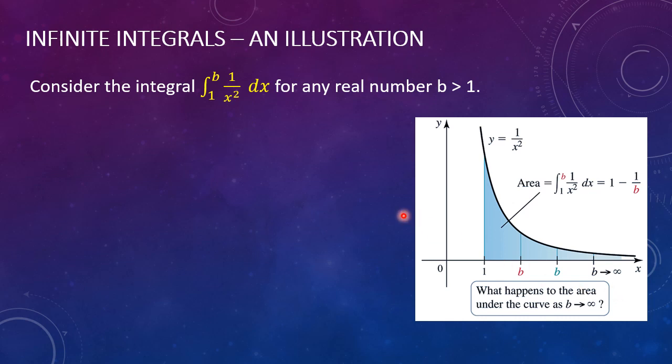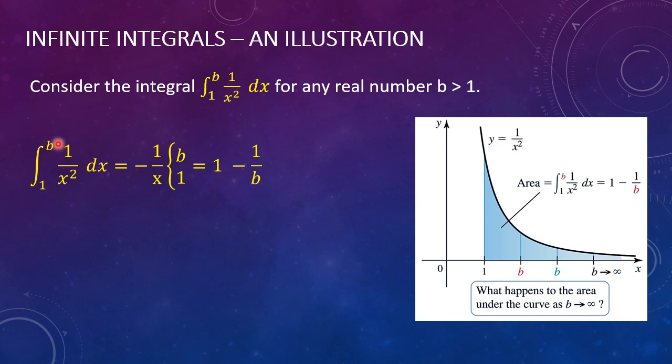Okay, so let's look at this integral and see what happens. If we integrate from 1 to b of 1 over x squared dx, the integral of 1 over x squared is negative 1 over x, and of course we're evaluating that from the values of 1 to this arbitrary or assigned value of b. And so we get 1 minus 1 over b. If, for example, b equals 2, then from 1 to 2, the area is 1 minus 1 over 2, or 1/2.